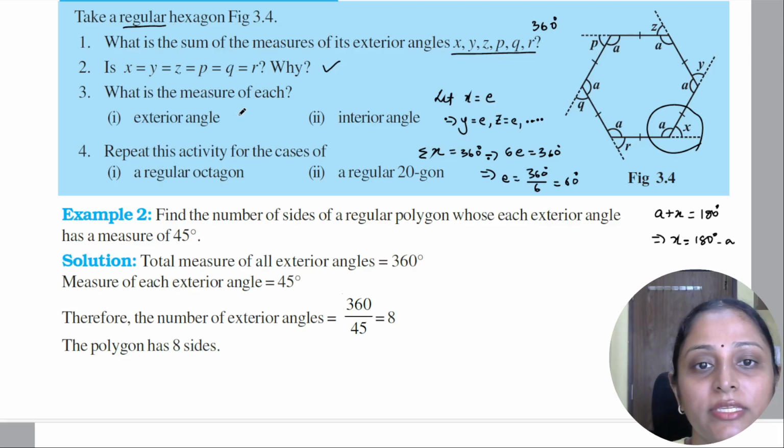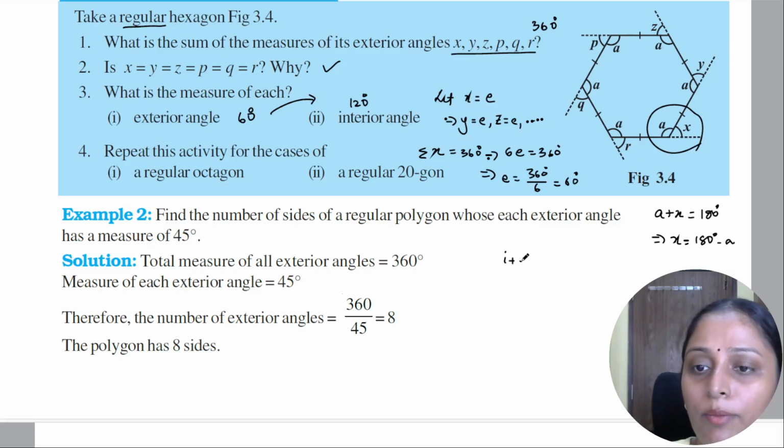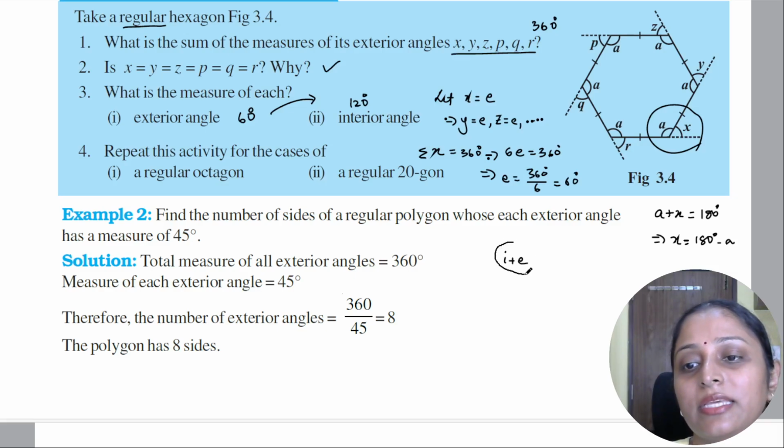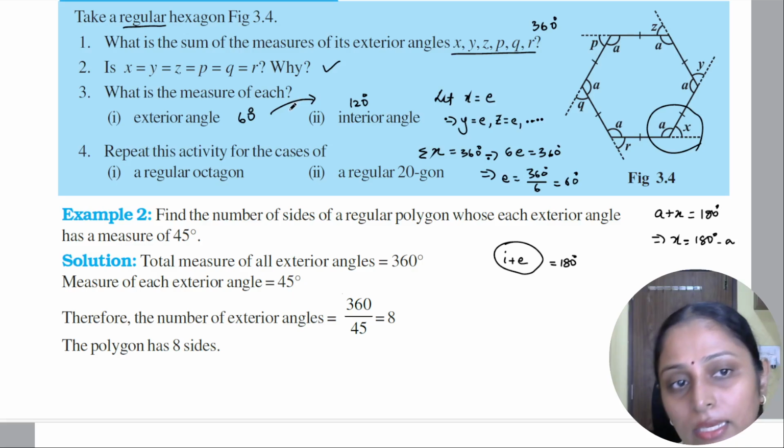The measure of each exterior angle is 60 degrees, and from this I can conclude that measure of each interior angle is 120 degrees. Why? Because these two, interior plus exterior, for any polygon, not just regular, interior plus exterior forms a straight angle, 180 degrees. Okay, so if exterior is 60 degrees, interior will be 120 degrees. Okay, so that is the third question.